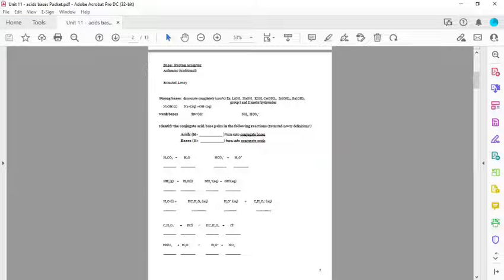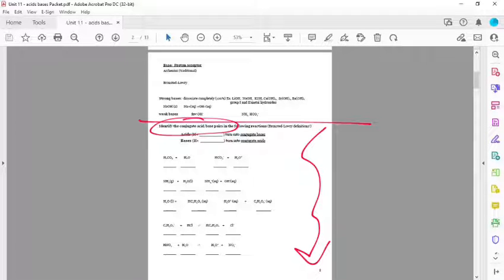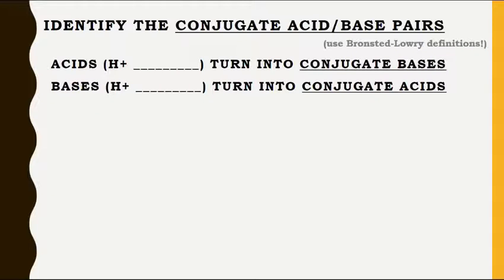All right, so our first podcast of the unit stopped right around here. And so this podcast, or this video recording, is going to pick up where that left off and just finish out talking about these Bronsted-Lowry definitions of our acids and bases and how we can use that to identify our conjugate acid-base pairs.